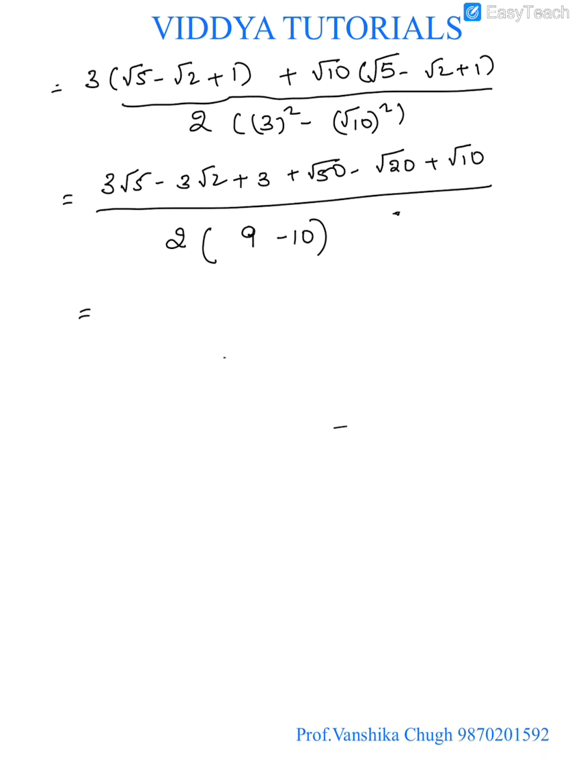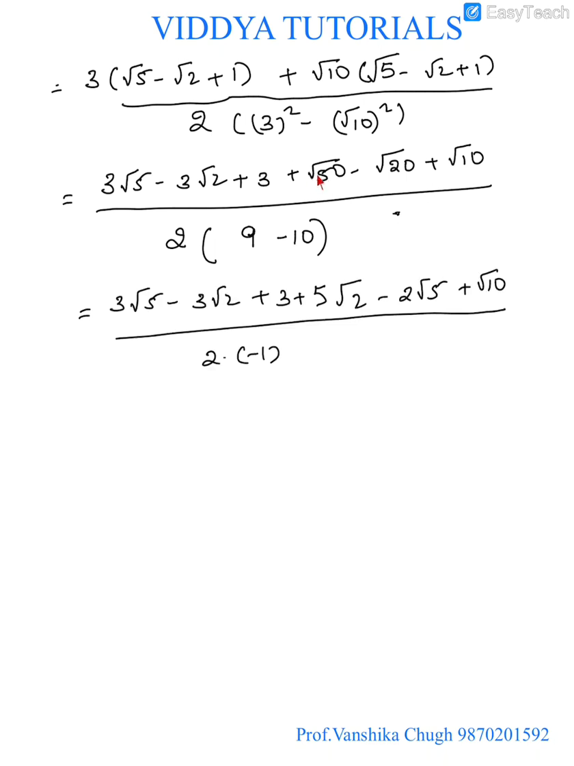Now again, as I told you, whenever you have a number in the under root sign, you have to try and simplify and bring out the perfect squares. So when I simplify root 50, I get 25 into 2, which becomes 5 root 2. When I simplify root 20, you get 2 into 2 into 5, which becomes 2 root 5, plus root 10.